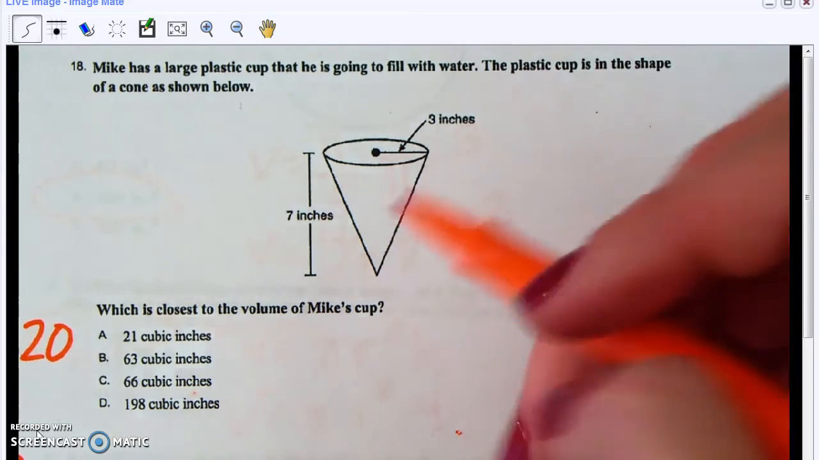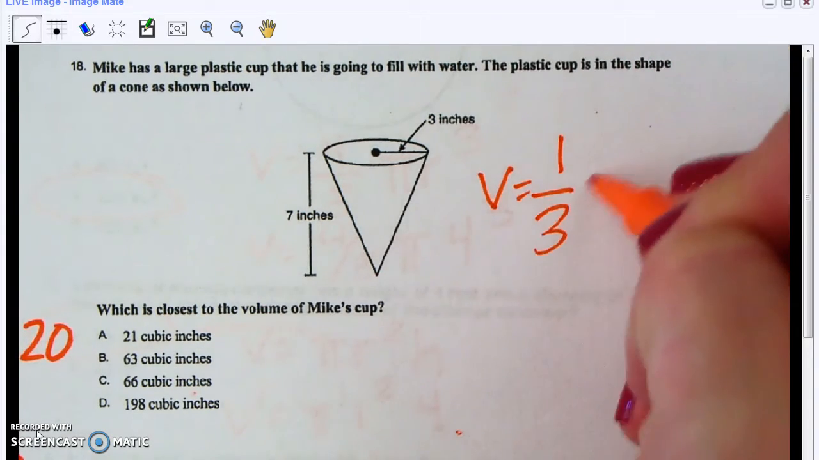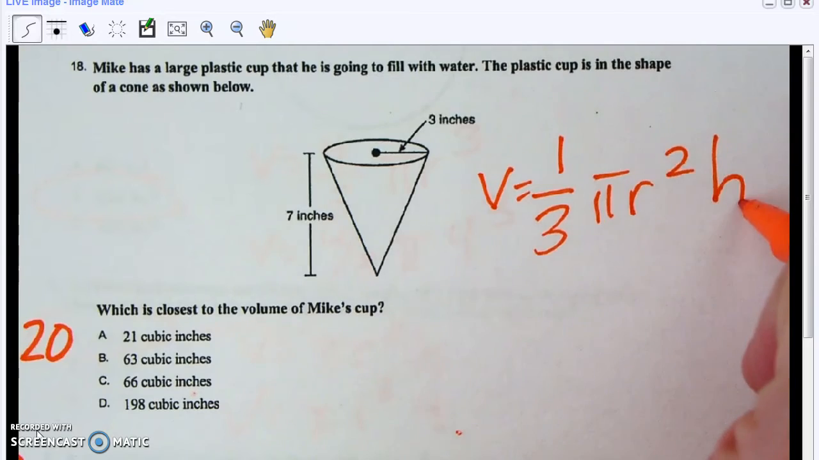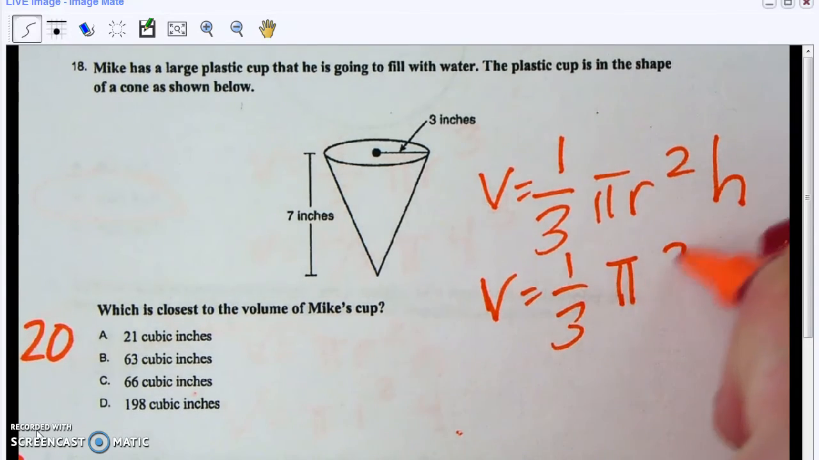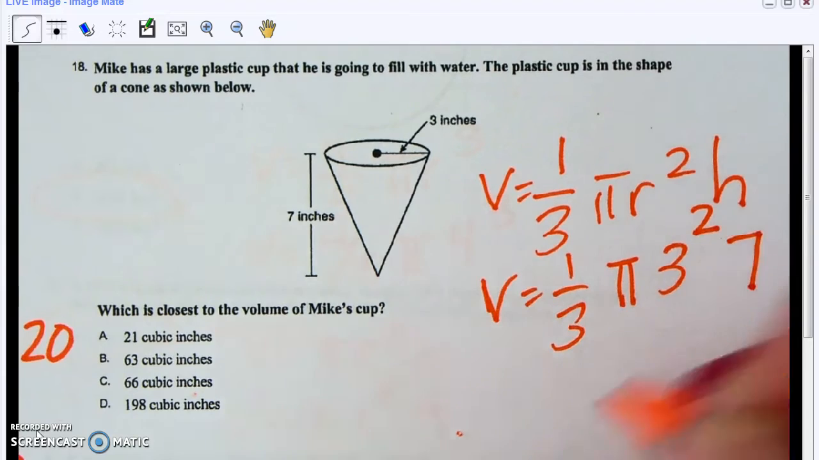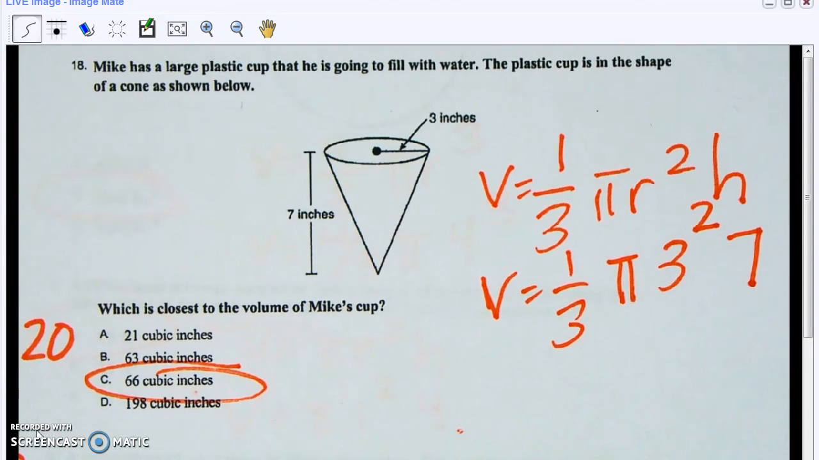Mike has a large plastic cup that he is going to fill with water. The plastic cup is in the shape of a cone, which is the closest to the volume? So I know I have 1/3 pi r squared times the height. Volume is equal to 1/3 pi. The radius is 3. The height is 7. When I type all that into my calculator, I get 66 cubic inches.